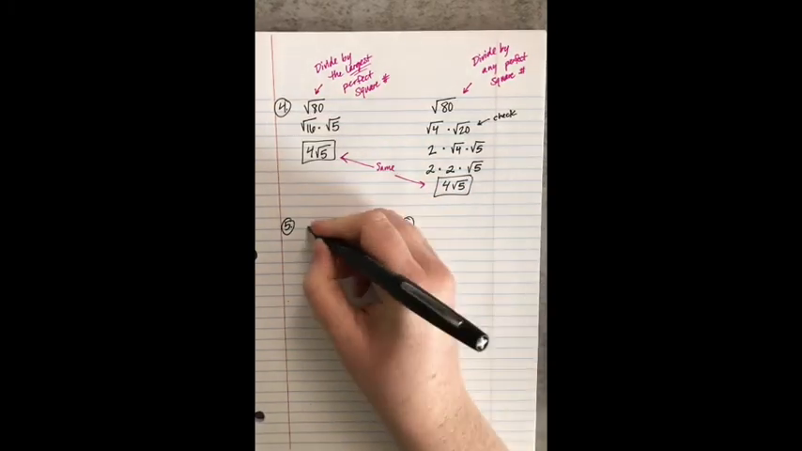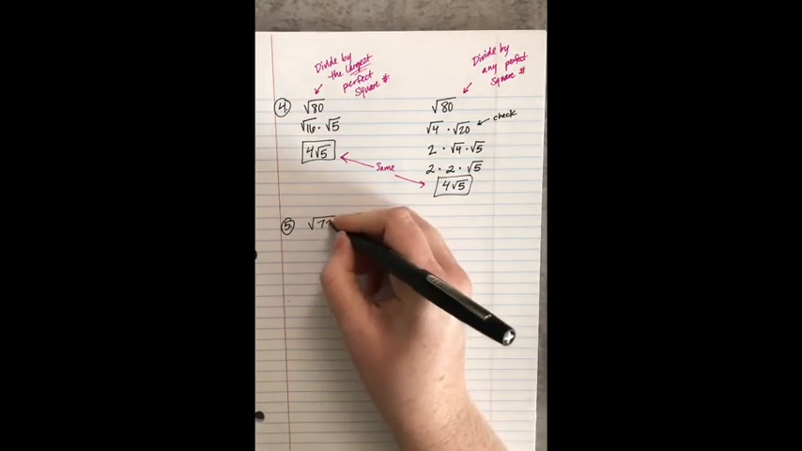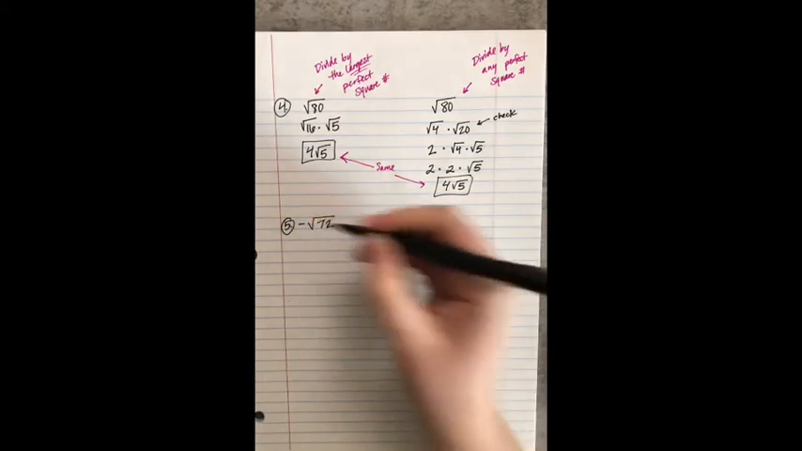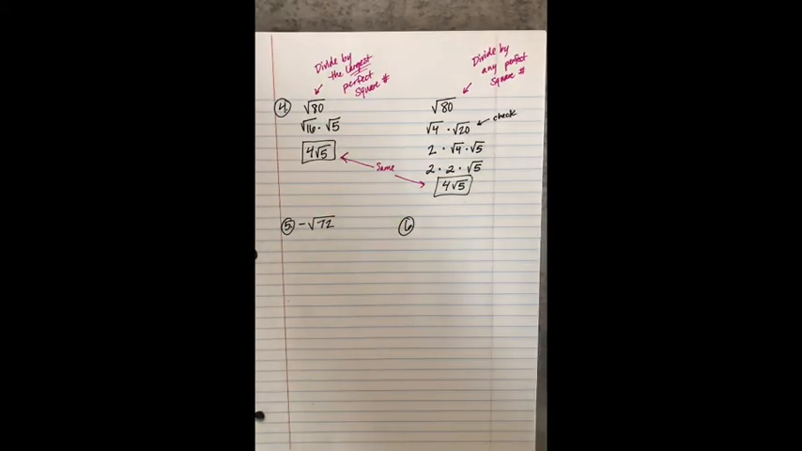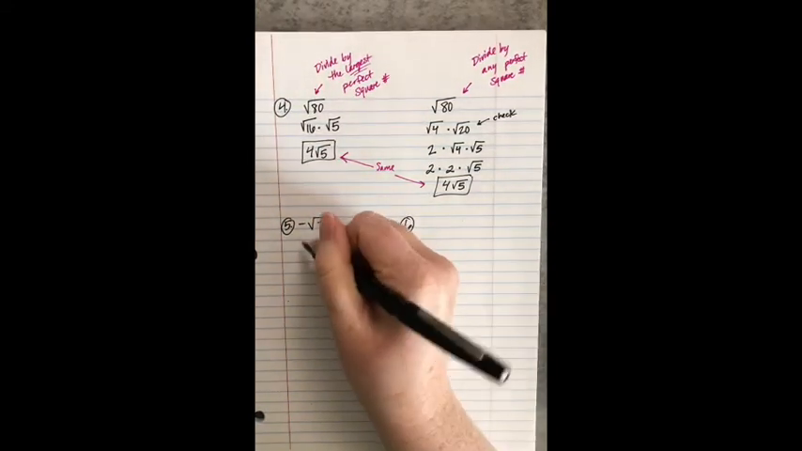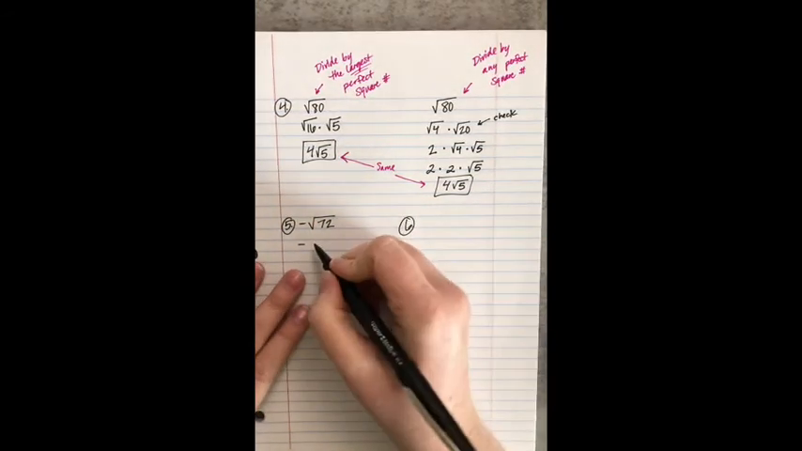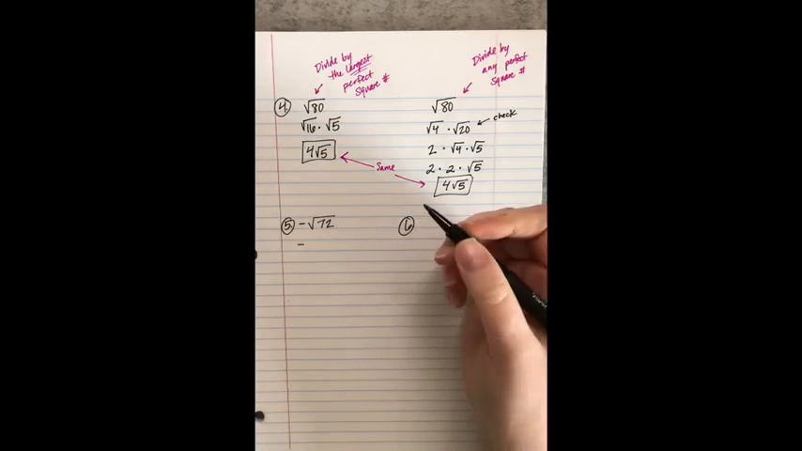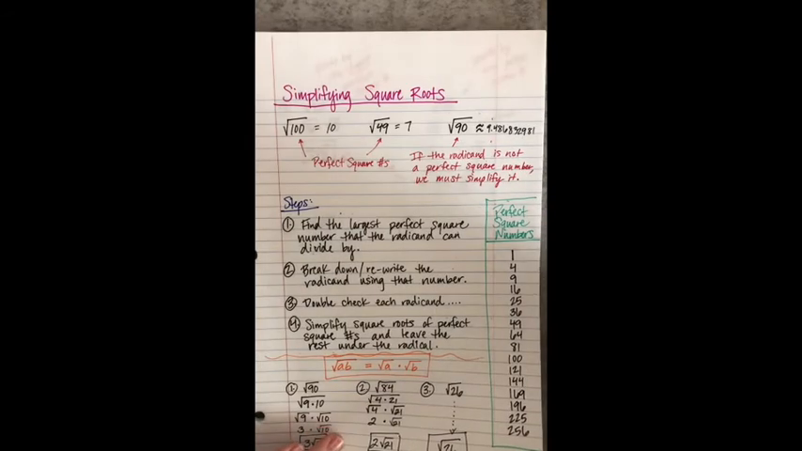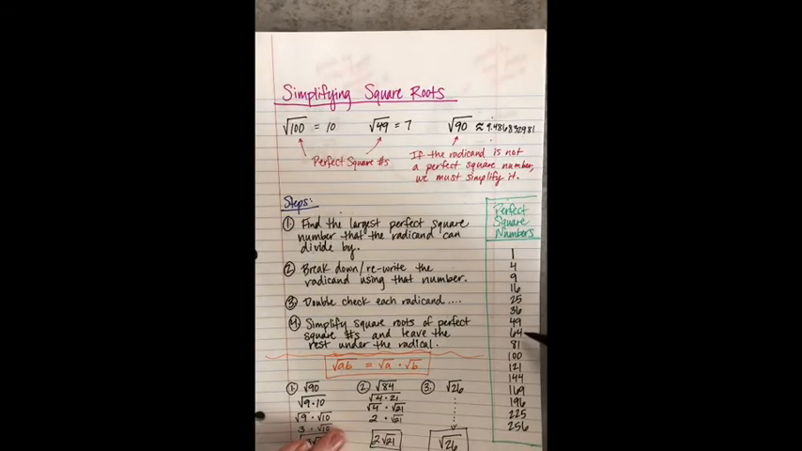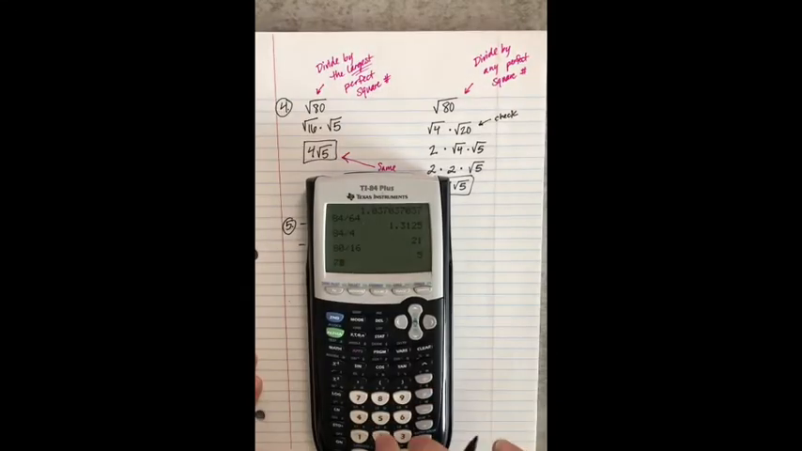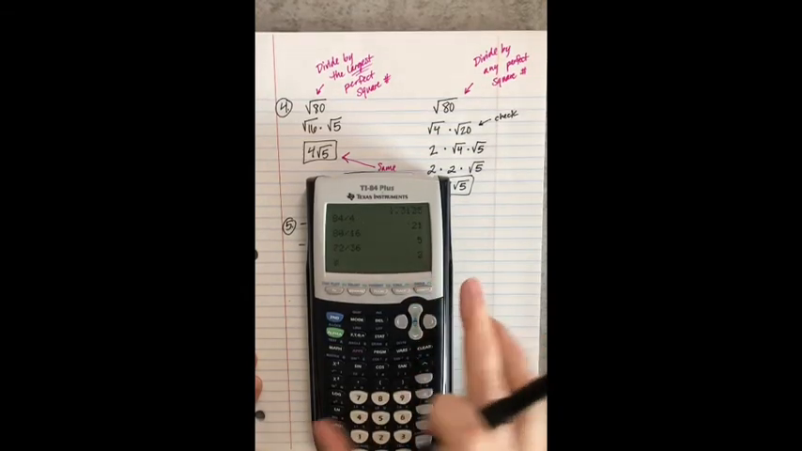Number 5, okay, so we got square root of 72, but guess what? There's a negative out front. Don't let that throw you off. You're just going to keep bringing down that negative until the final answer. So 72, if you were to work through your list and start your little dividing, you would notice that 36 goes into 72. I'll prove it to you. 72 divided by 36 is 2.